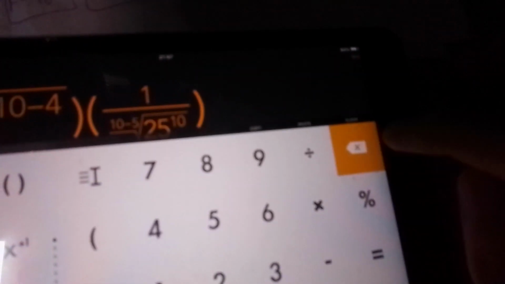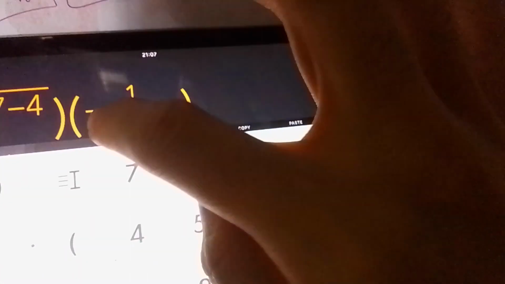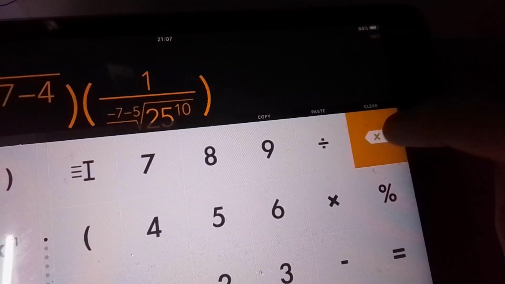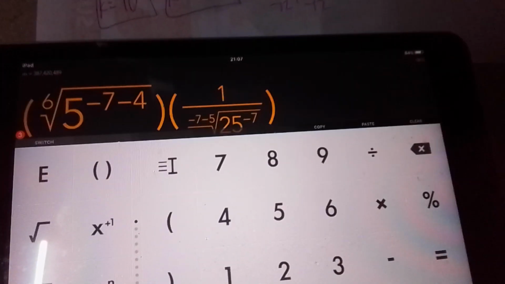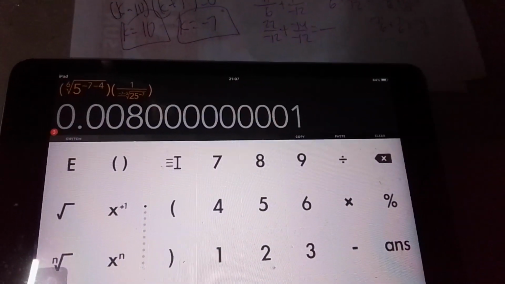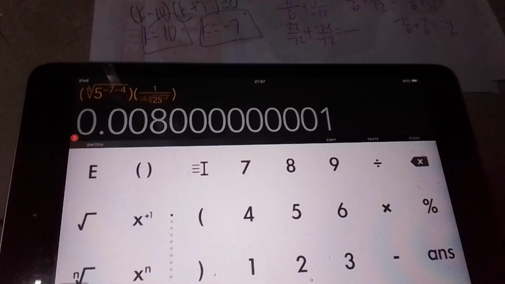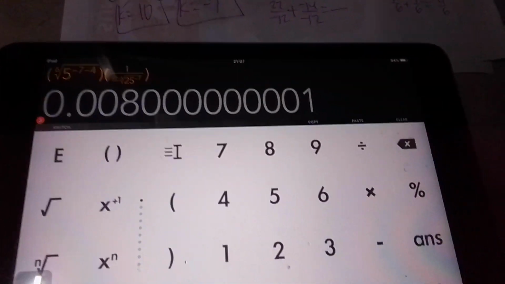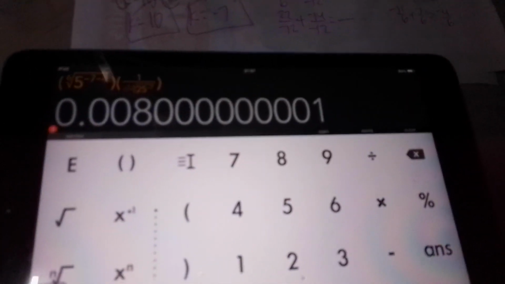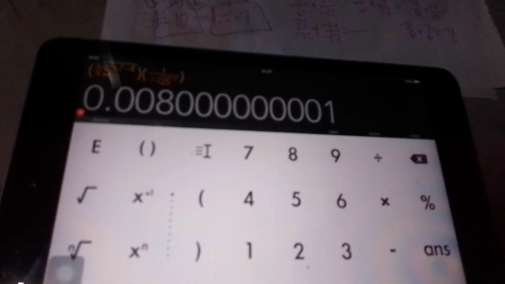Now, how about you try it if k is negative 7? If it were negative 7, did we still get the right answer? Whoa, that's kind of strange. We got 0.0008.001. But that's not quite right. But never mind. I know that's still the right answer. And that's it.